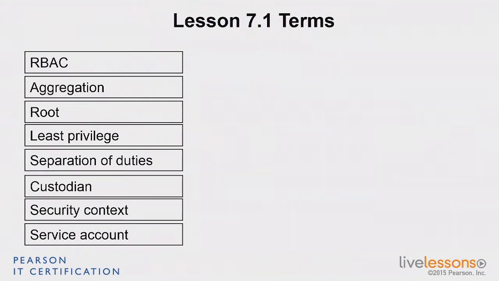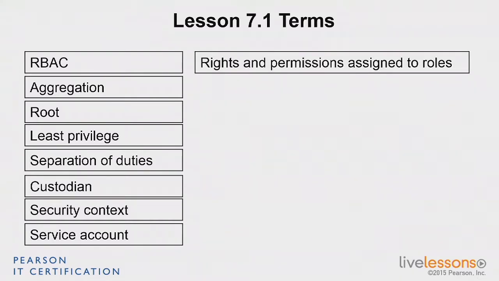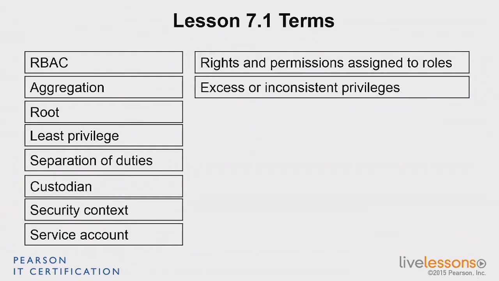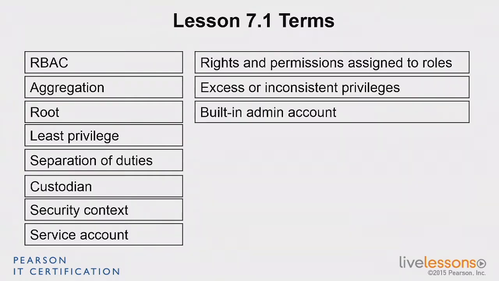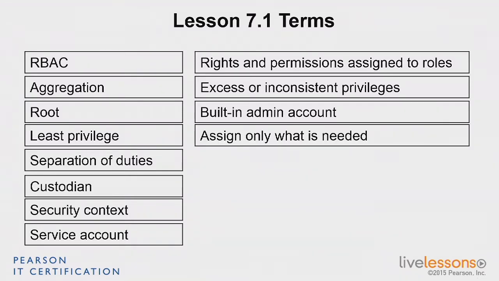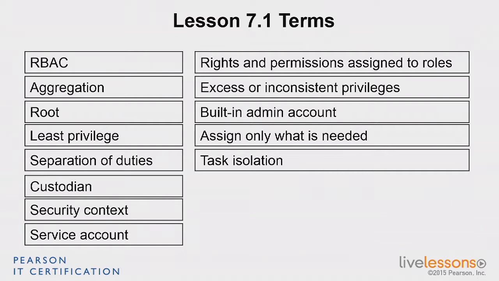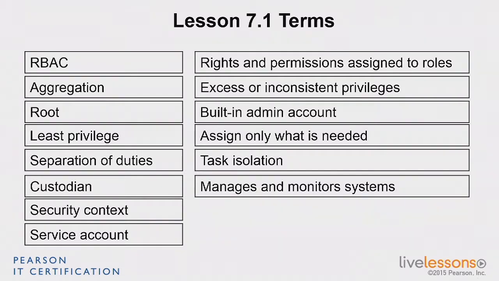Let's go through our Lesson 7.1 terms. RBAC, that's role-based access control. That's when we're assigning rights and permissions to roles. Aggregation is an excess or inconsistent privileges or rights or permissions for a particular role. A root is a built-in admin account or a built-in administrator account. Least privilege is the principle of assigning only what is needed. Separation of duties, task isolation, meaning that no one person or one subject is in control of an entire process. A custodian is someone who manages and monitors systems.